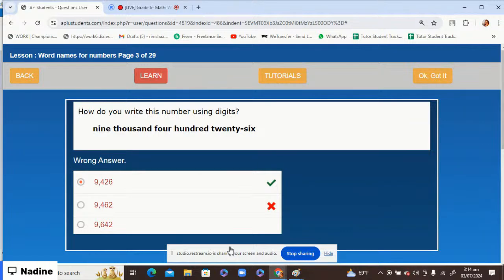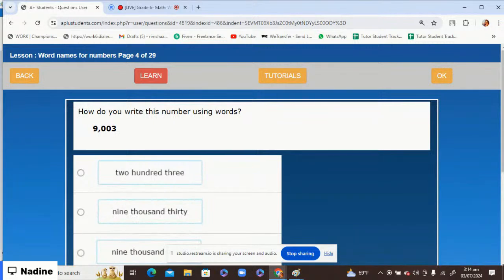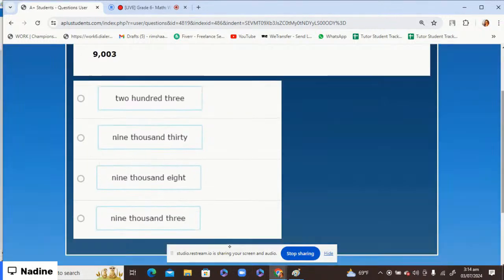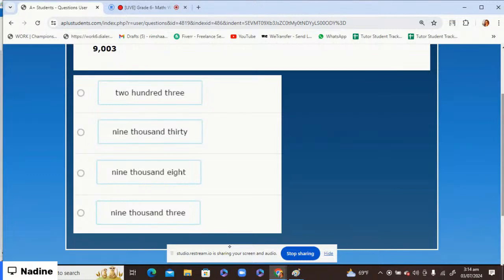Oh, sorry, 9462. I'm asking this and then just clicking out the second one. Okay. How do you write this number using words? It's 9003. As we know that it's 9003, not 30. Okay, 9003. Here is the last option. So we can click with it.